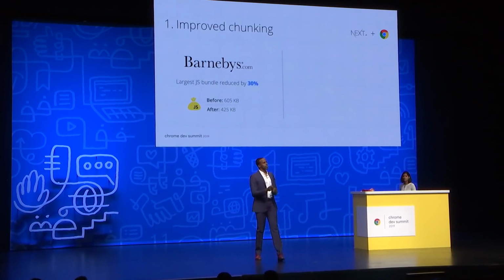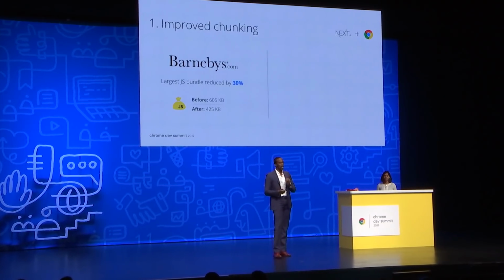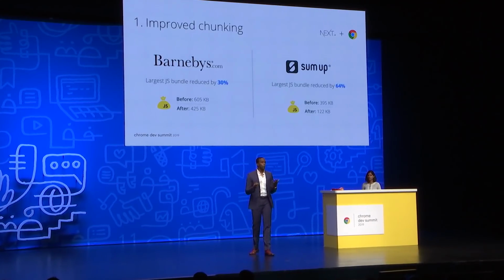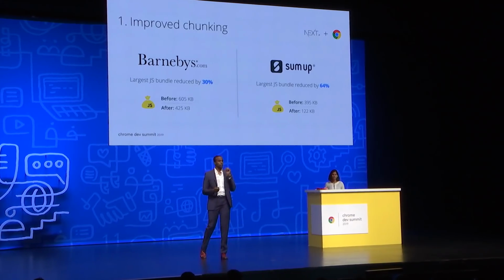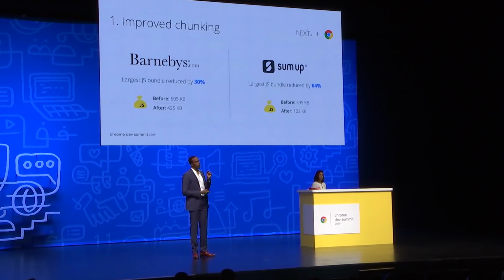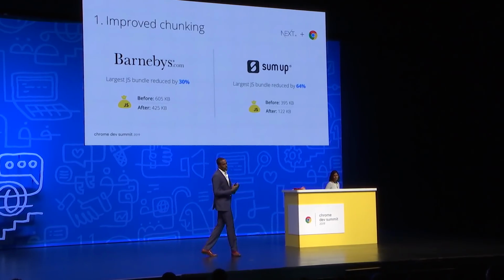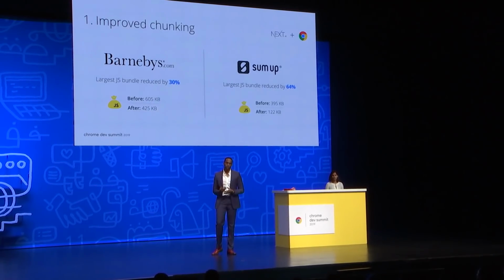And if we take a look at things in terms of the largest bundle, the biggest JavaScript chunk alone was cut down in size by 30%. SumUp, another major Next.js site that we tested our chunking strategy on, saw a reduction in their largest JavaScript bundle by 64%. And again, the amazing thing about these changes is that it involved no actual change to the user's code whatsoever. This was all by just turning a flag on that changed the chunking strategy to use our newer granular approach.